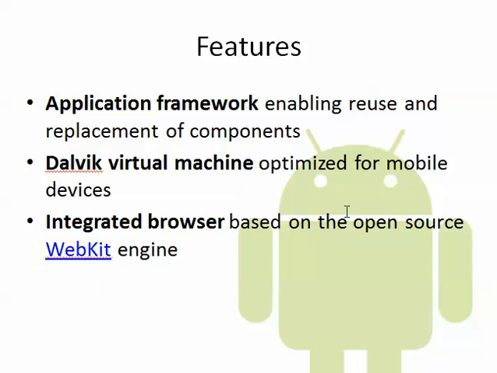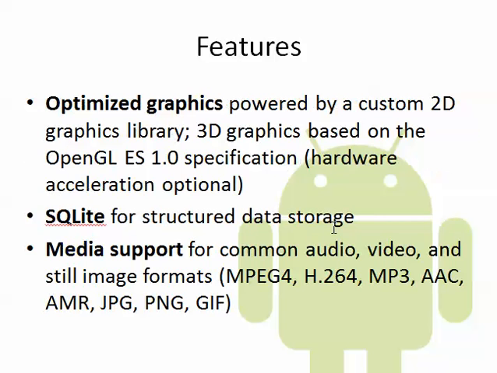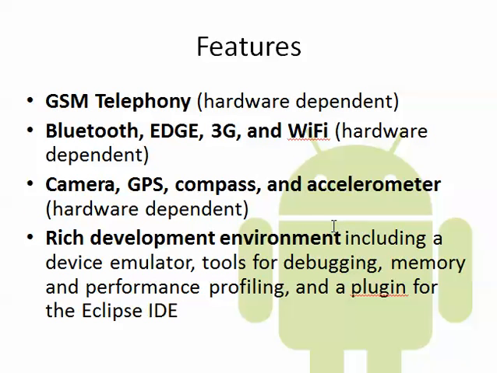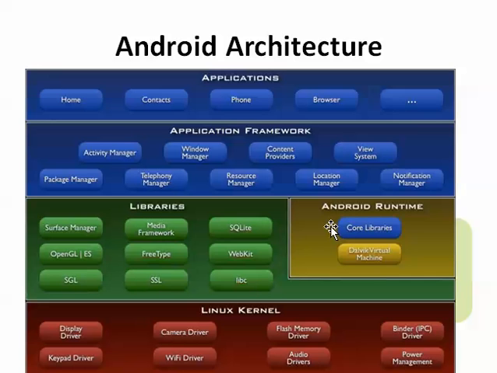So it has its own browser and optimized graphics, SQLite for the manipulation of local databases, media support. Of course, it comes with a phone, Bluetooth, Wi-Fi, camera, and other characteristics that you can see there. So we just need to be aware of all the resources that we have.